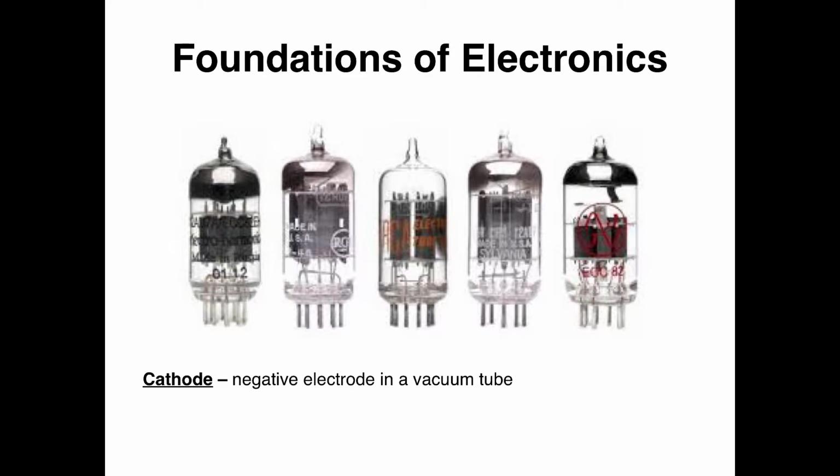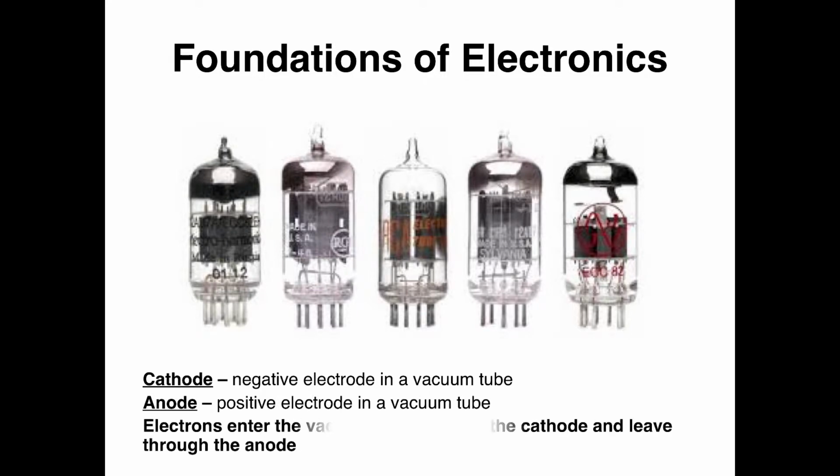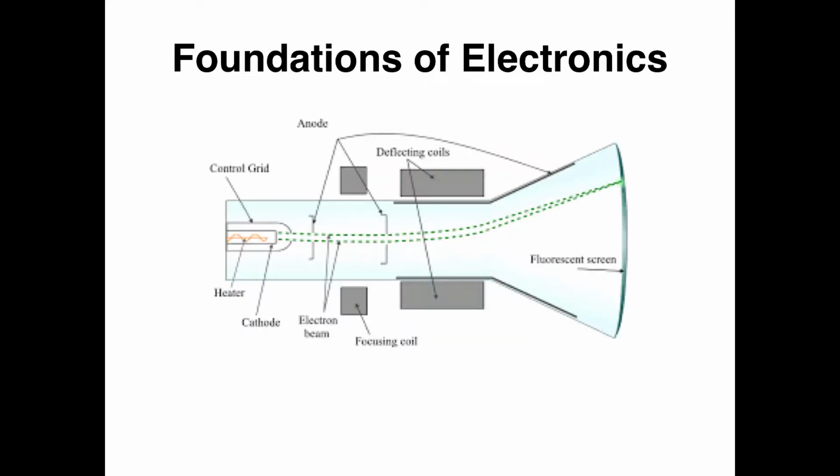The cathode is the negative electrode in a vacuum tube. The anode is the positive electrode in a vacuum tube. Electrons enter the vacuum tube through the cathode and leave through the anode. And there's generally a gap between these two electrodes. This is a diagram of a vacuum tube.